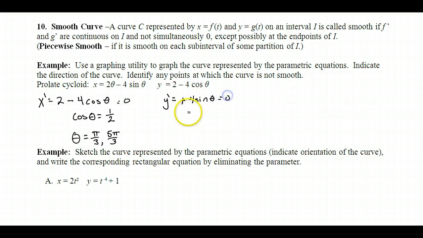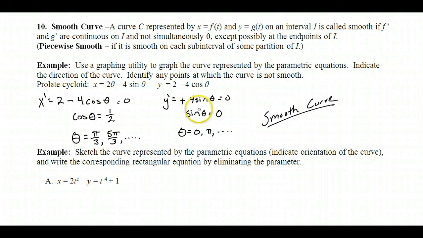And then where is this equal to 0? Well, it's when sine of theta equals 0. When does sine of theta equal 0? Sine of theta is equal to 0 at 0, pi, 2 pi, etc. Same thing over here. This keeps going because our domain, our thetas, go on and on. Well, we know that these two things are never going to simultaneously be 0. Therefore, this is a smooth curve. So our derivatives of each function, we know they're continuous. Where are they equal to 0? We found the points, and not at the same time. So it's always a smooth curve.